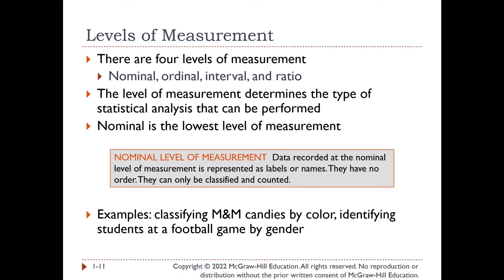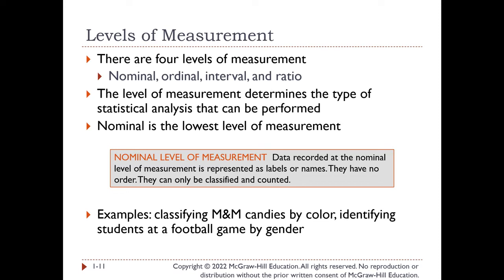So, the level of measurement determines the type of analysis that can be performed. And they are in certain levels. Nominal is the lowest level of the measurement. It basically is data recorded at the nominal level of measurement is represented as labels or names. They have no order. They're more chaotic, if you want to look at it that way too. They can only be classified and counted. That's the key. Can only be classified and counted.